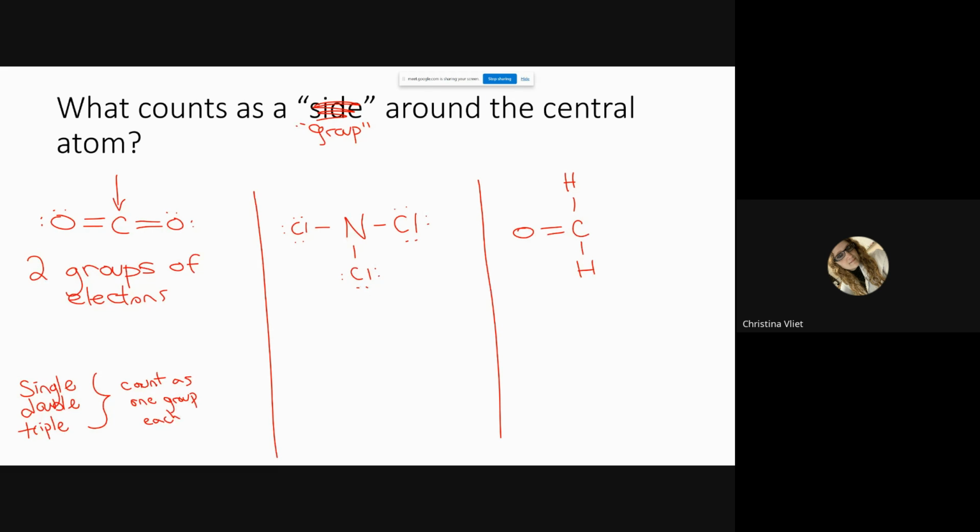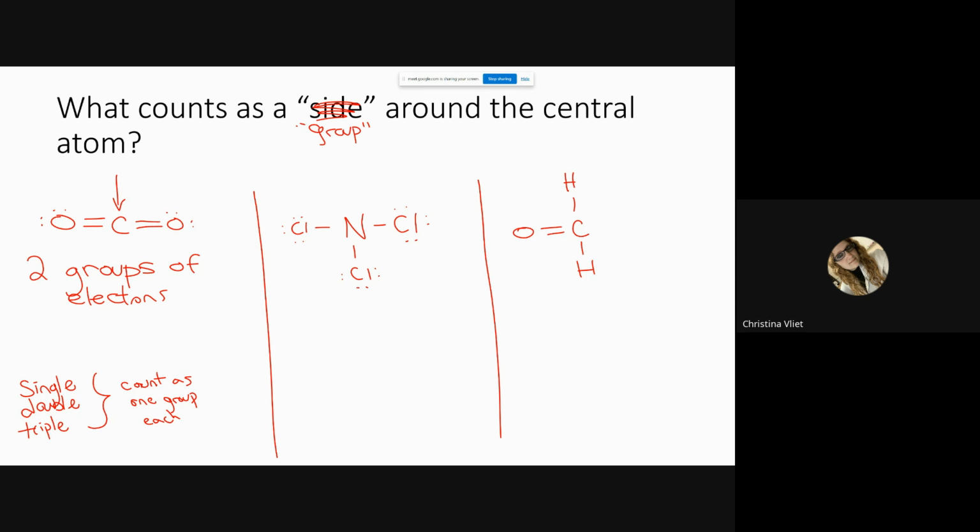That means if you have a double bond, you only count it as one group, one side of electrons coming out. If you have a triple bond, you only count it as one group, and if you have a single bond, you count it as one group. So we're basically counting the atoms that are around the central element. That was the first example.